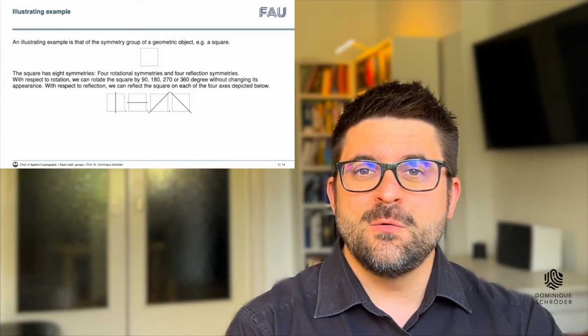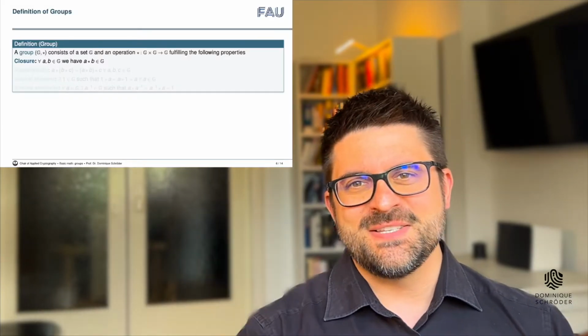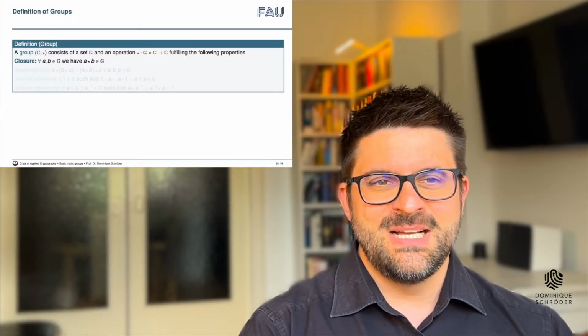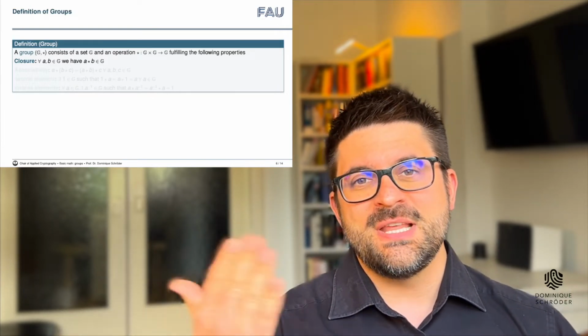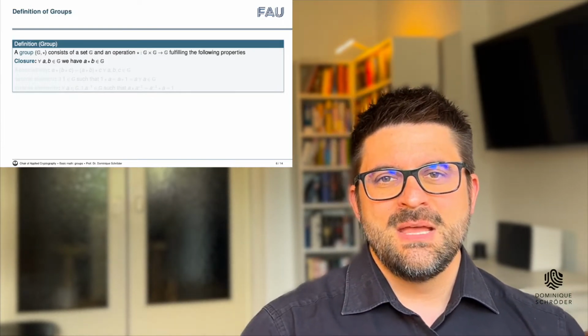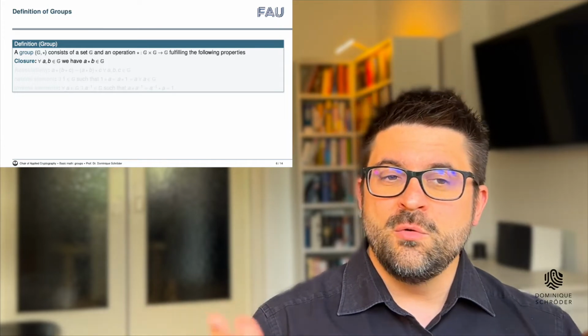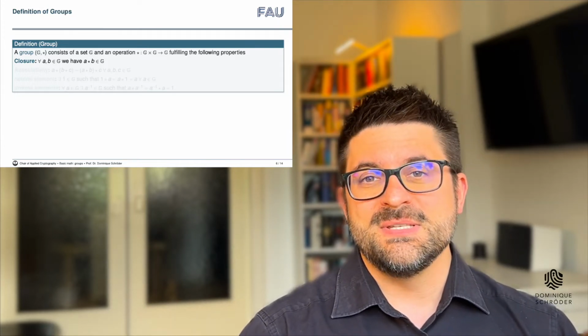So now let's take a look at what the axioms of a group are and how we can actually work with it. And this brings us finally to the definition of a group. A group, as we said before, consists of a set and an operation that is defined on this set. Furthermore, in order to be a group, it must satisfy the following properties.